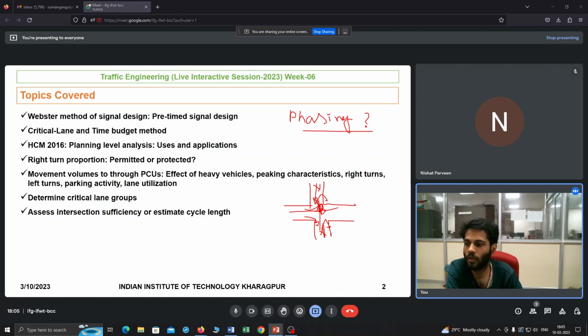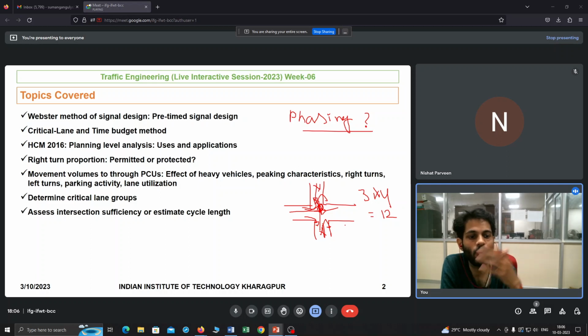Now what will happen if we want to separate each of these movements? Suppose there are 1, 2, 3 and 3 into 4, that is 12 movements, right? Because we want to improve the safety, I want to segregate all 12 movements. So for each I have a green time, and now I want to design a signal. So what is the demerit? The demerit is that your delay will be high, because whenever you are serving this and this, all your other movements are waiting.